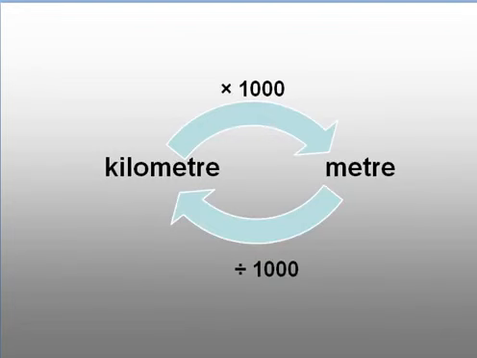1 kilometer is equal to 1000 meter. The relation between kilometer and meter is 1000 meters make 1 kilometer. So when you have to convert kilometer to meter, you have to multiply that number by 1000, and if you have to convert meter to kilometer, you have to divide that number by 1000. Learn this relation and try more questions of this type.